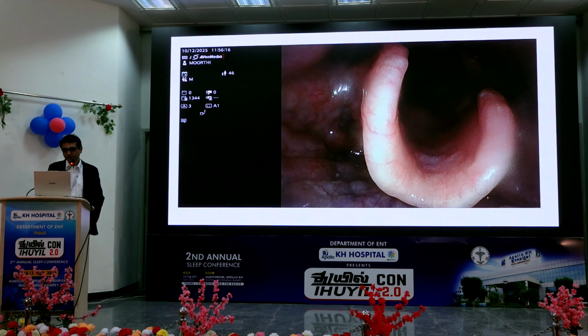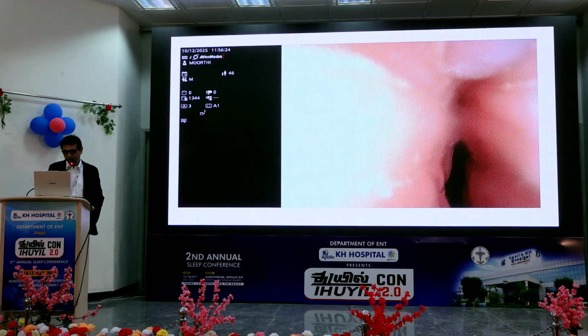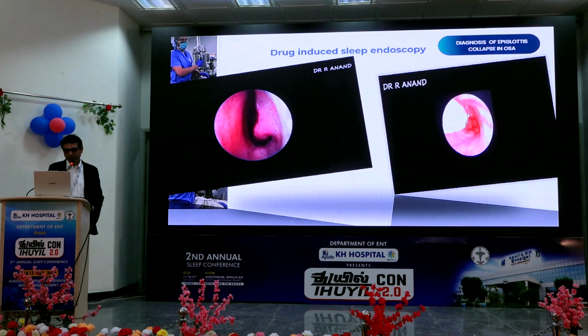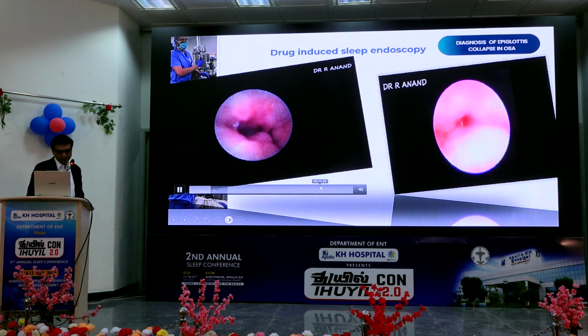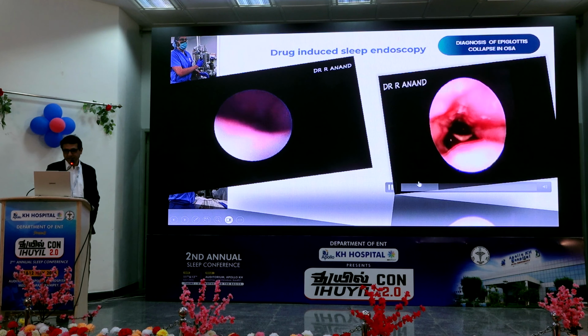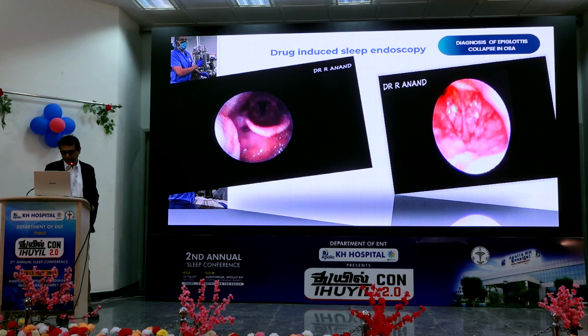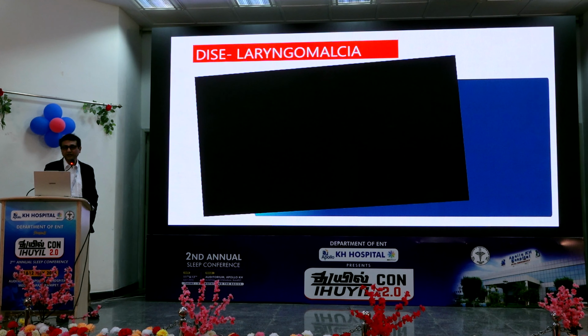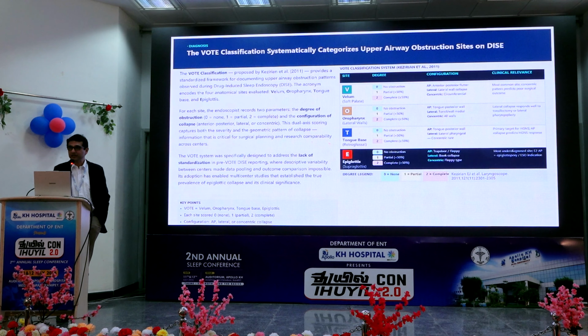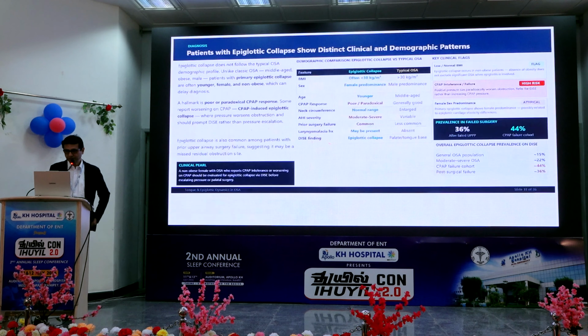Above the epiglottis there is a tonsil lateral collapse. The epiglottis itself causes a C-shaped collapse, a complete collapse at the level of the epiglottis. Only with DISE can we assess the collapse of the epiglottis. Without DISE, we can't identify epiglottis collapse. The classification we already discussed. So diagnosis always depends upon DISE.